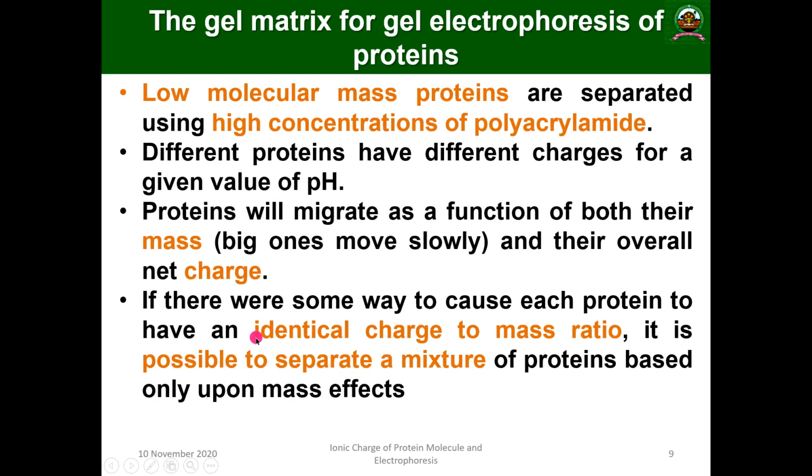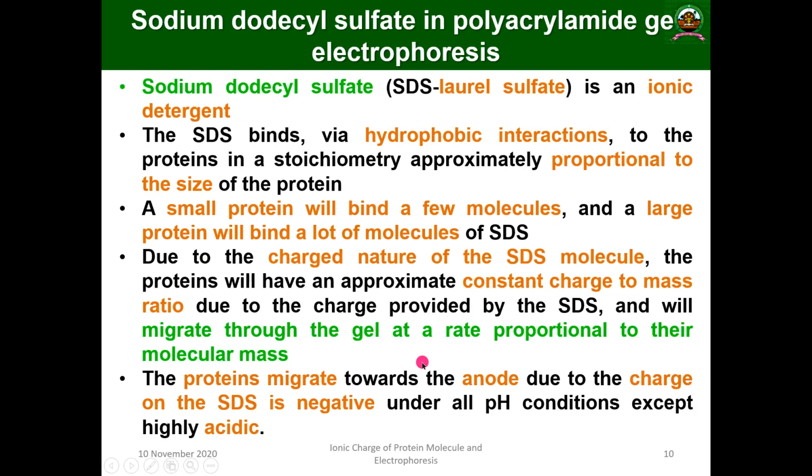I told you, if you are able to make an ideal charge to mass ratio by any method, then it is possible to separate the proteins from the mixture. That is what we are doing by adding the SDS. When you add the SDS, the protein will have an approximately constant charge to mass ratio due to the charge provided by SDS, and will migrate through the gel at a rate proportional to the molecular mass.